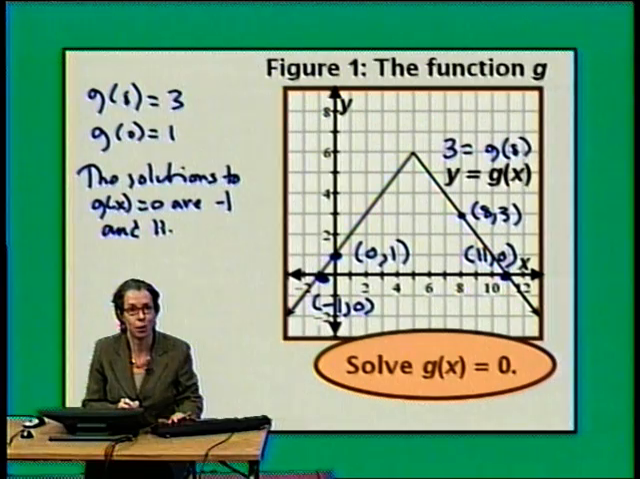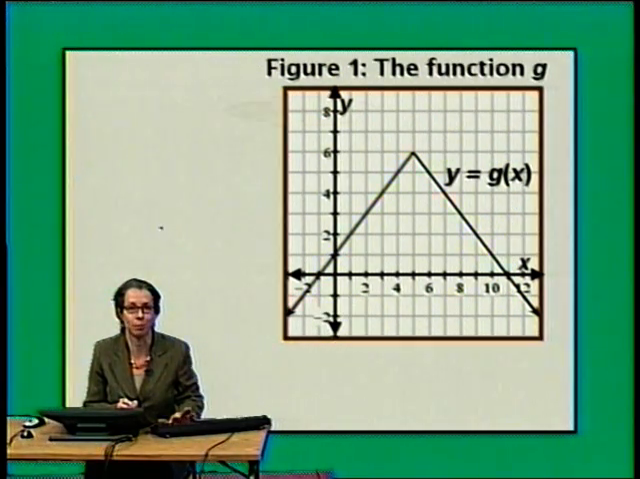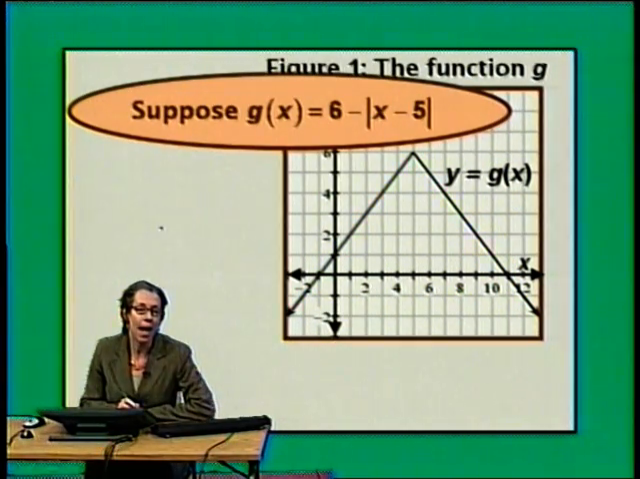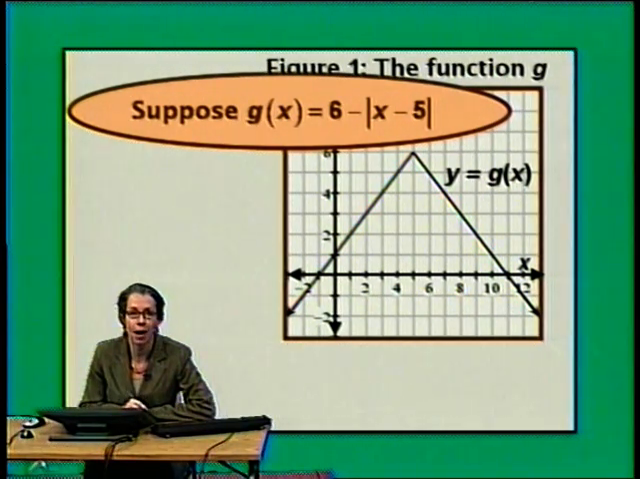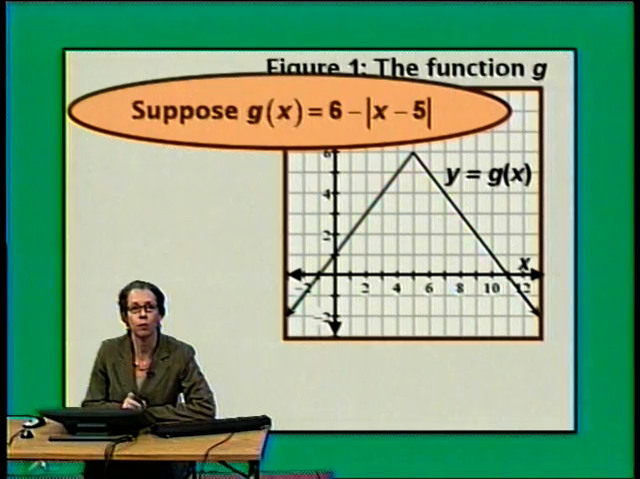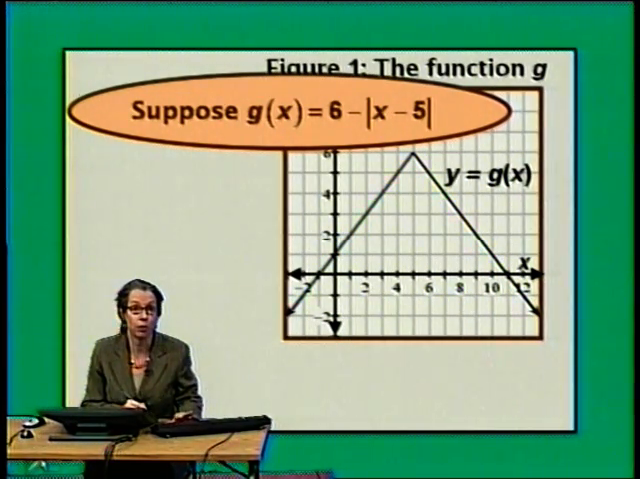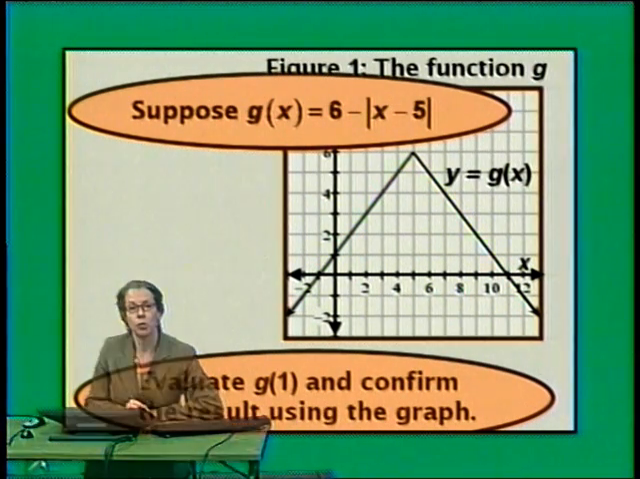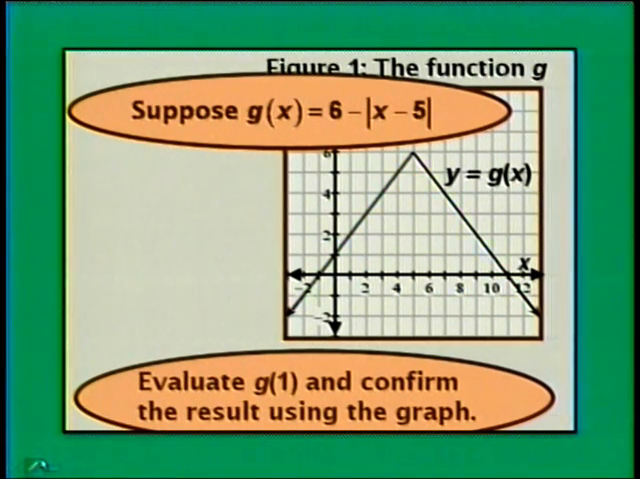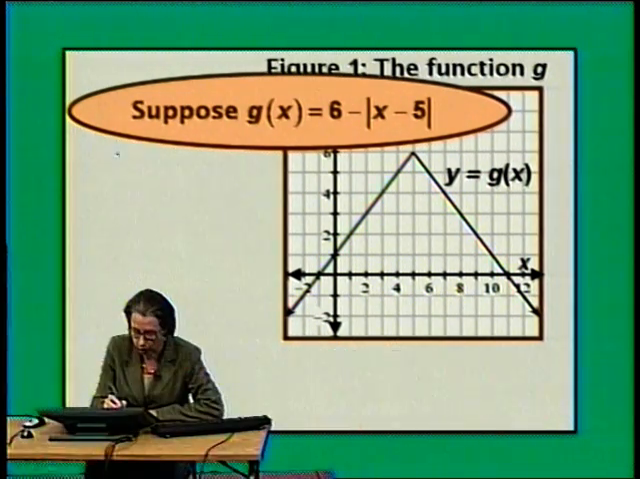What other questions can we ask about this particular function? Well, now we're given a formula for this function. Now, we haven't talked about equations that have this particular form, but I think we'll be able to work with it because we have studied absolute value. And what we're asked to do here is to evaluate g of 1 using the formula and confirm the result using the graph. So let's evaluate g of 1.